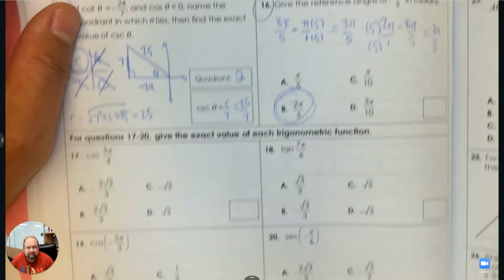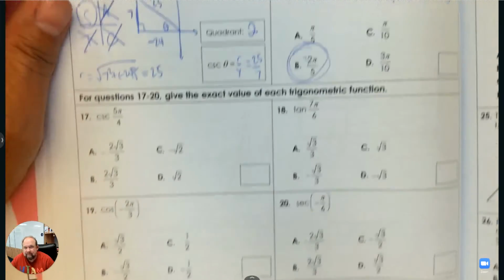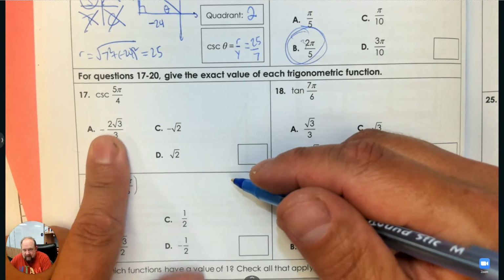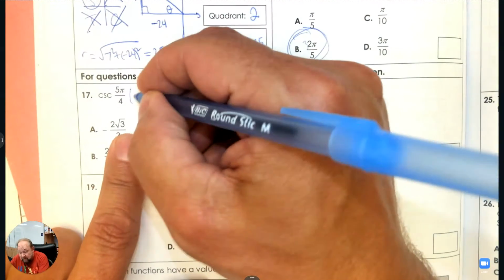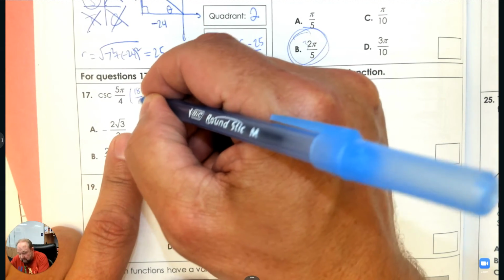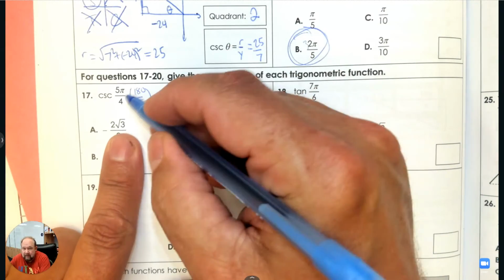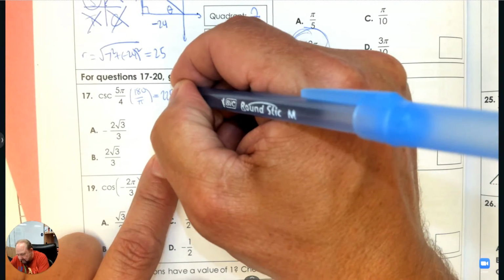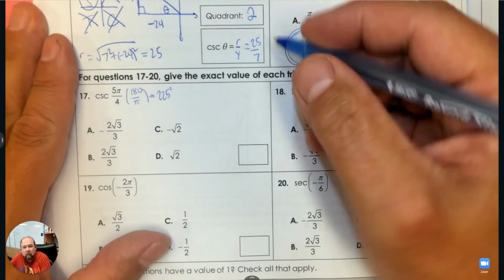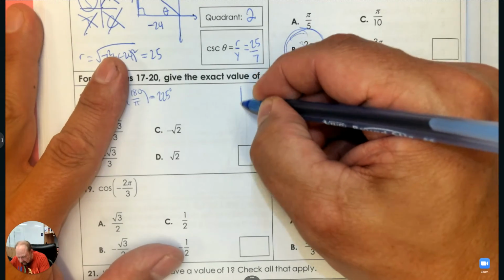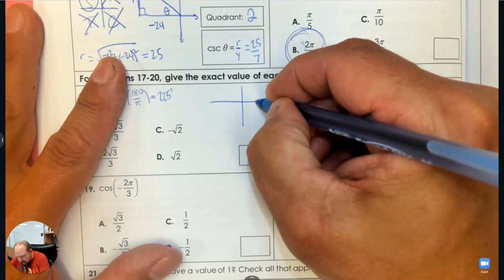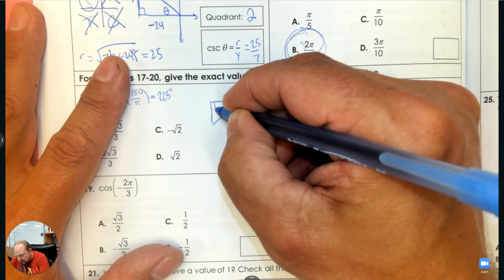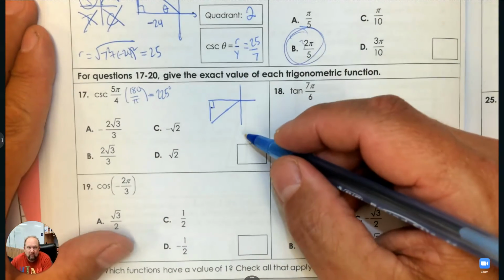17. What's the exact value of cosecant 5 pi over 4? So the first thing I'm going to do is change it to degrees. So I'm going to multiply it by 180 over pi, and I get the answer 225. What quadrant is 225 in? We're going to draw it, and it's in quadrant number 3. So there it is in quadrant number 3, and I have my right triangle in quadrant number 3.